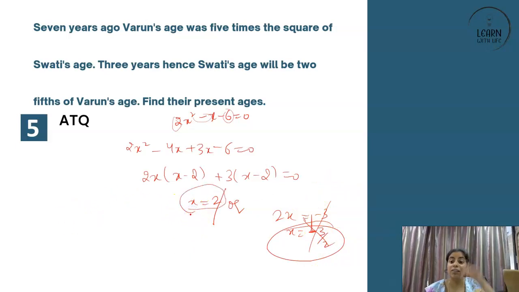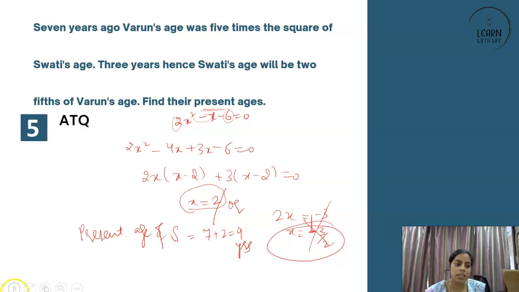So Swati's age 7 years ago. But do we need Swati's age 7 years ago or the present age? We need the present age. So the present age of Swati is what? x plus 7. That means 2 plus 7, which is 9 years. Isn't it? Isn't it 9 years?